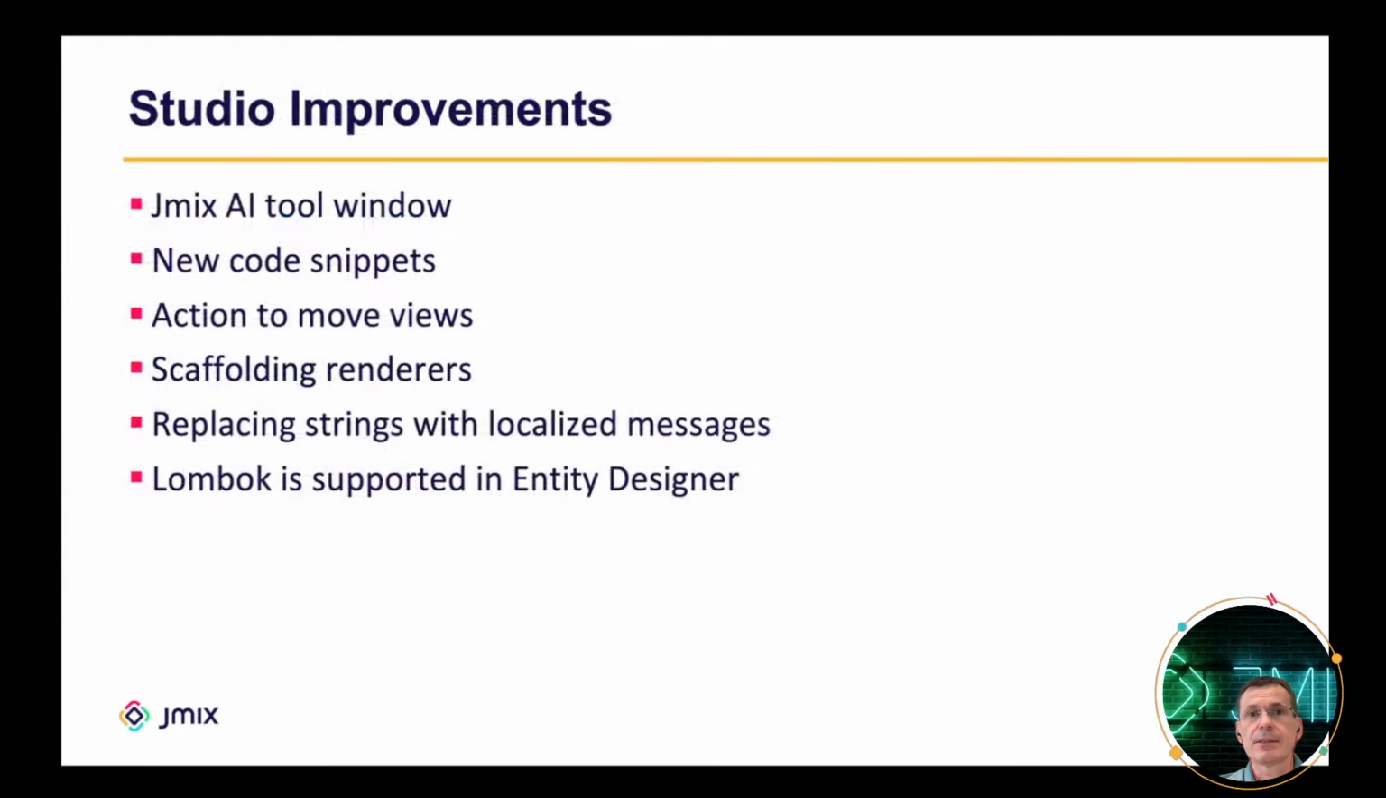Okay, now let's take a look at improvements in Studio. They include Jmix AI Assistant in a Studio tool window, new code snippets related to UI, the new action to move views between packages and modules. Studio now generates sample code for renderers. You can easily replace a string literal in Java code with a localized message. And Entity Designer now detects the Lombok annotations on entities, and in this case, it generates only necessary code.